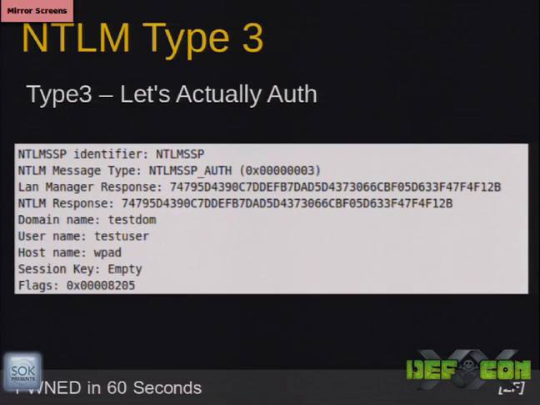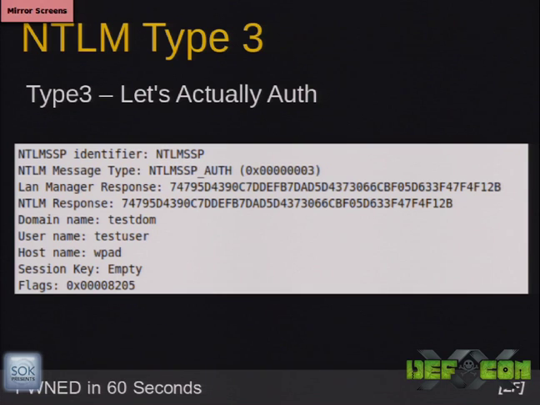So then the client authenticates with a type 3 message. The type 3 message is basically the server challenge hashed with the password hash for the NTLM hash, along with the username, workstation name, and domain it belongs to, session key if it's using session signing, and other flags to state what the session is going to be supported for the authentication. So that's NTLM version 1.